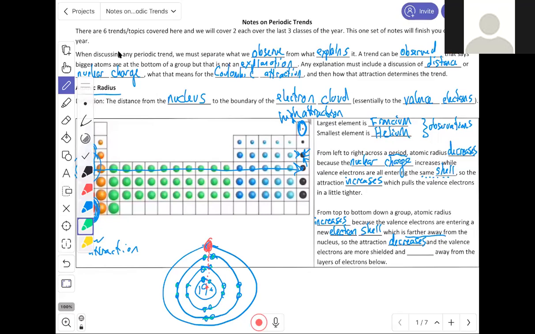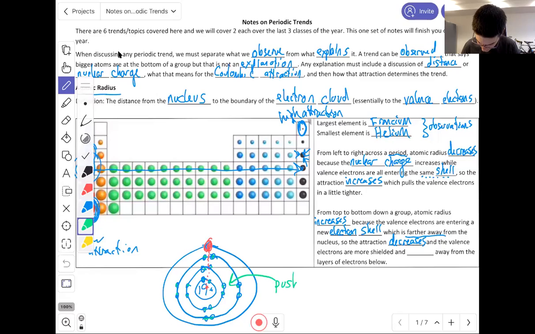They're going to push each other away, okay? So all of these are pushing each other out. So not only do I literally have my valence electron in a farther circle, but I also have everything between that valence electron and the nucleus also pushing each other out. So with this extra bit of repelling, it makes me even bigger.